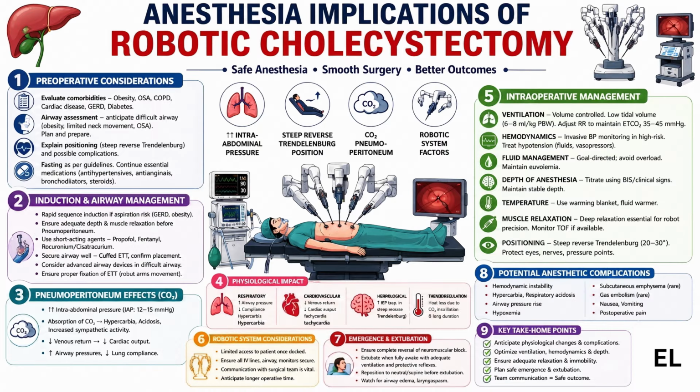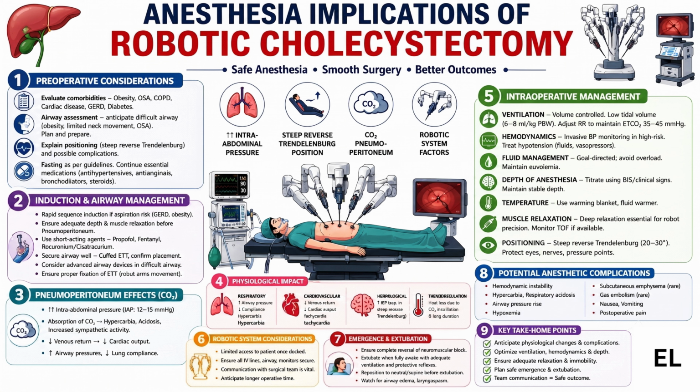Once the abdomen is insufflated with carbon dioxide, significant physiological changes begin. Pneumoperitoneum increases intra-abdominal pressure, commonly to approximately 12 to 15 millimeters of mercury. Carbon dioxide is absorbed from the peritoneal cavity into the circulation, resulting in an increase in arterial carbon dioxide and potentially causing hypercapnia and respiratory acidosis. The anesthesiologist should therefore closely monitor end-tidal carbon dioxide and adjust ventilation accordingly.